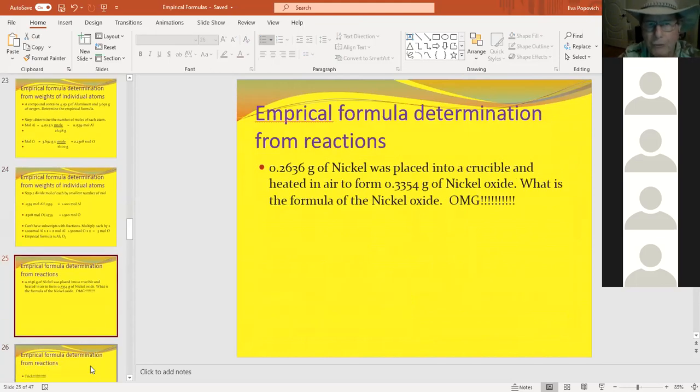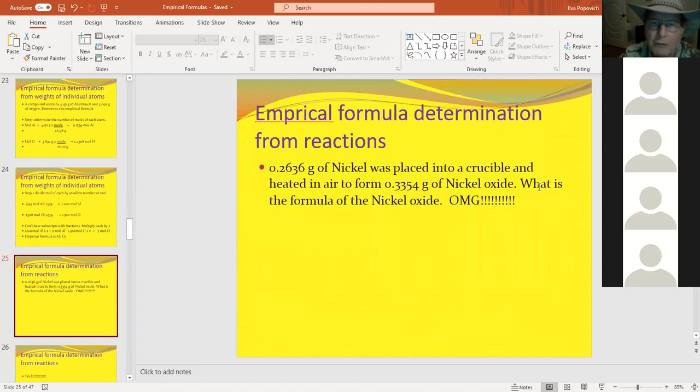I got 0.2636 grams of nickel. I put the nickel in a crucible and heated it in air, and I formed 0.3354 grams of nickel oxide. What is the formula of my nickel oxide? Remember, I said the hardest part of this is figuring out the weights. Do I have the weight of nickel, guys? Yes. Okay, that means I have to figure out how to get the weight of the oxygen.